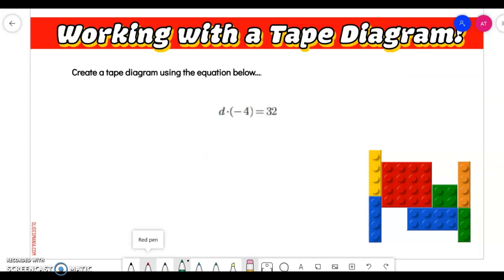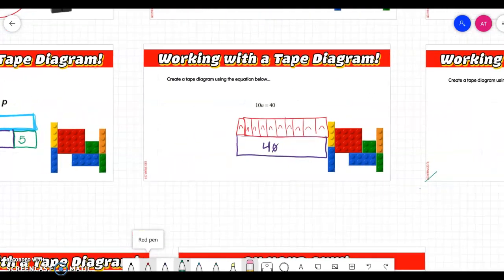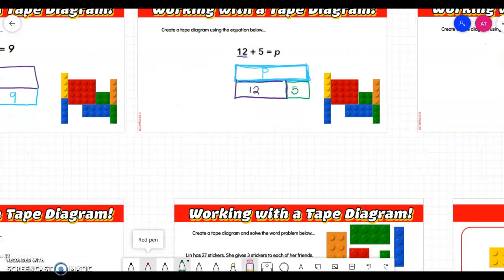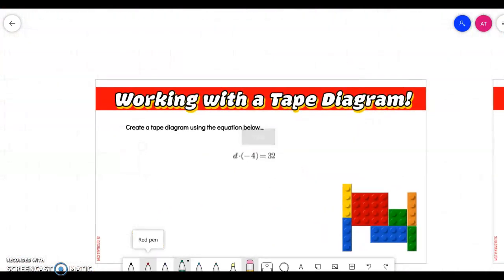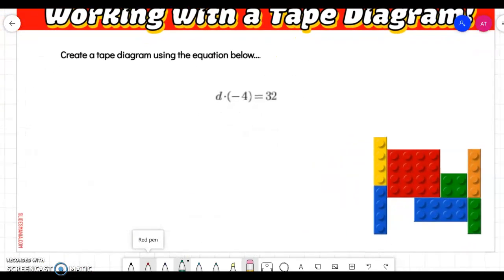So now we're going to look at d times a negative 4 equals 32. Now if you remember from our previous one, the n's, the 10 n's equals 40, it's going to be similar. Just know that it's going to be negative letters this time. So I have a negative 4d, right? So now I have 4 negative d's.